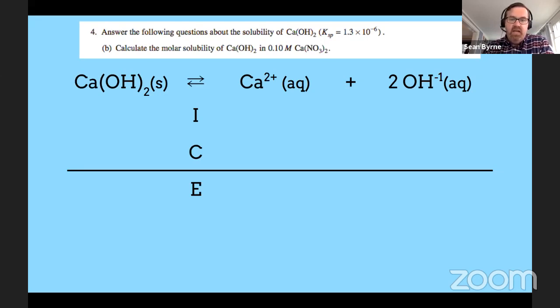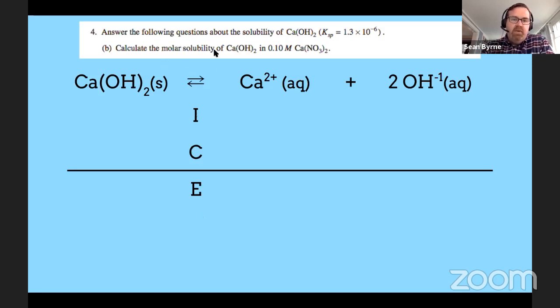What I like to say is that I'm going to ice it down. I can hear my students rolling their eyes at me when I say that every time. Mr. Faribault talked about a rice table where we have a reaction and then the initial concentrations, what's the change, and then what does this look like at equilibrium.